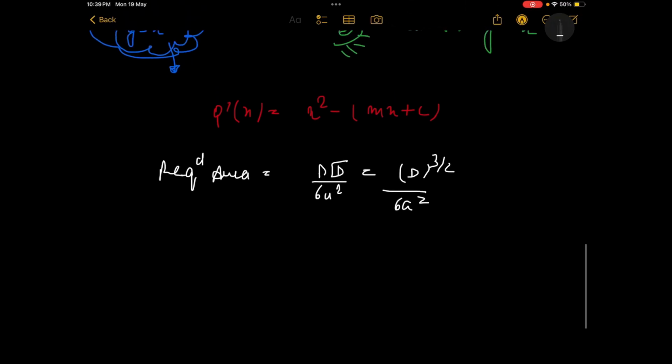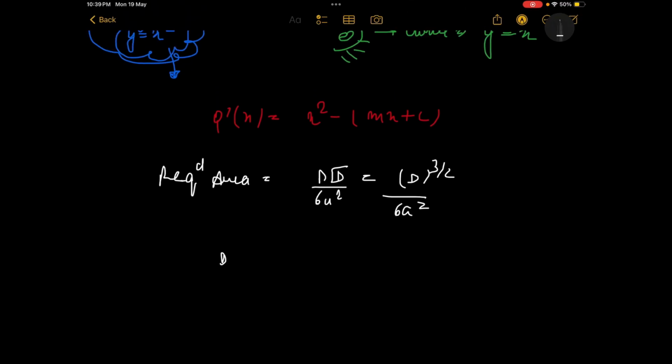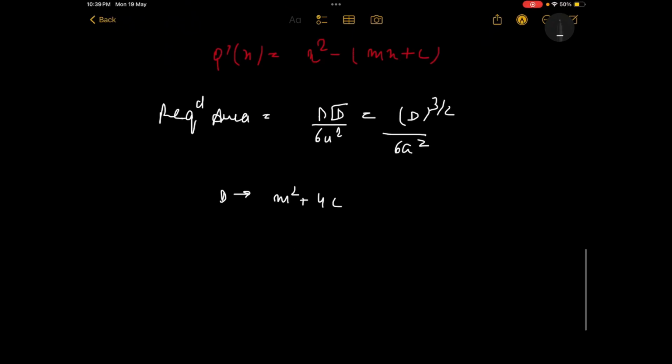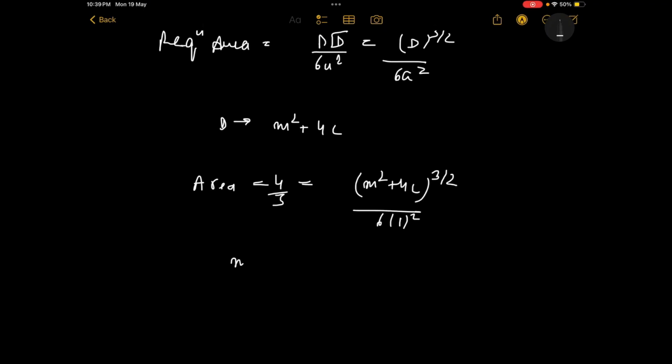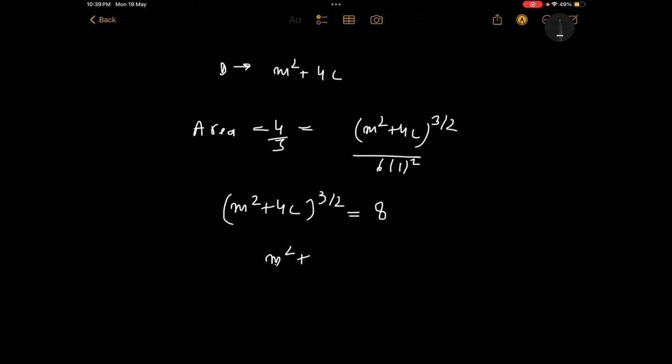Now substituting for the discriminant, which is equal to m squared plus 4c. So area, which is equal to 4 by 3, is equal to (m squared plus 4c) to the power 3 over 2 over 6a squared, and a is 1. So here we can get that (m squared plus 4c) to the power 3 over 2 comes out to be 8. So m squared plus 4c is nothing else but, it will come out to be 4.